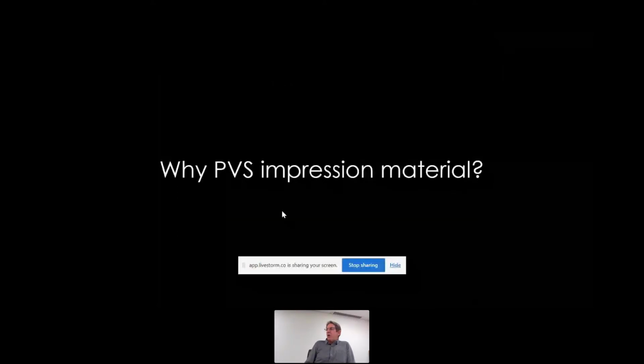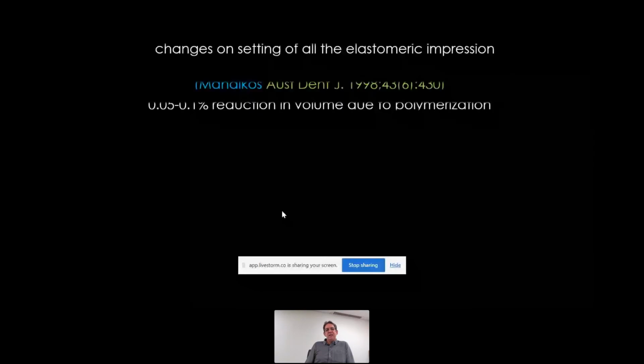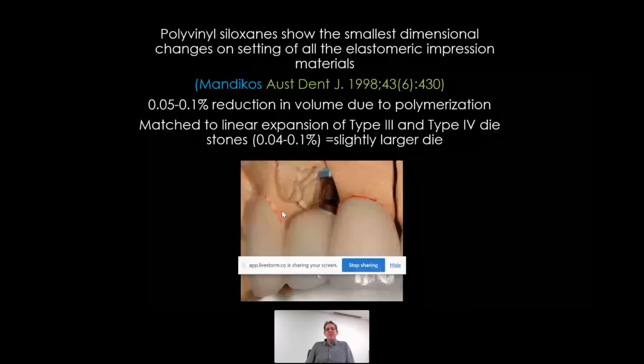Okay. So why choose a PVS or a VPS impression material? Well, the reason is they show the smallest dimensional changes on setting of all elastic materials. So it's a 0.05 to 0.1% reduction in volume due to polymerization. And it's matched to the linear expansion of your type 3 and type 4 die stones. As I said, you want that slightly larger die because you need just a little bit of space for that cement when you cement that crown.